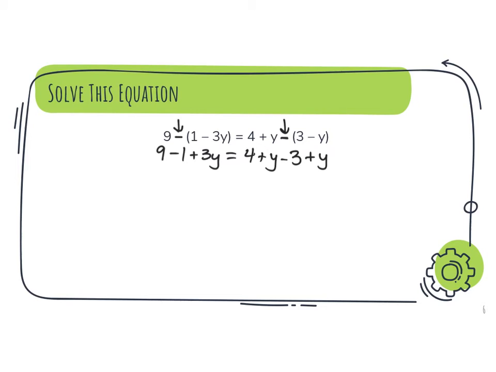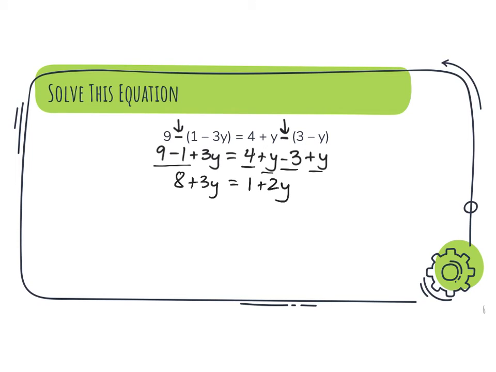Okay, now we need to combine our like terms to make the problem a little bit easier to work with. So on the left side, we have two constant terms, the 9 and the negative 1, that we can combine. That will bring us to 8, and then we still have our 3y. On the right side, we have 4 and -3 that we can combine to bring us to 1. And then we also have 2 y's that we can combine. They're both positive, so that will become plus 2y.